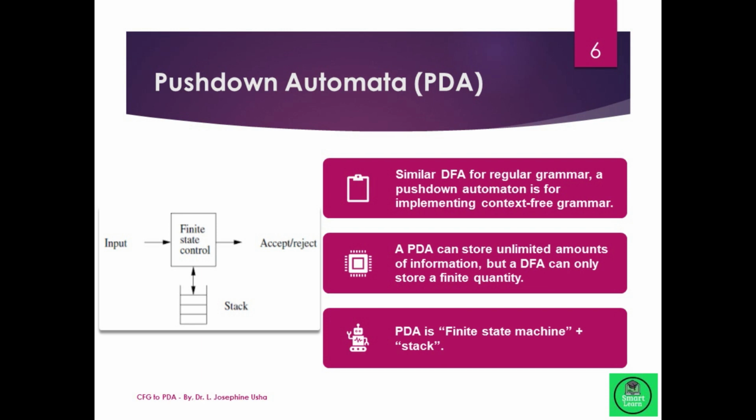So this is a model of a pushdown automata. It has a finite state control. Along with the input tape, we have one more input, that is the stack input, okay? So for any transition, it takes the input from the input tape as well as the stack content and checks whether the input string is accepted or rejected by the pushdown automata.